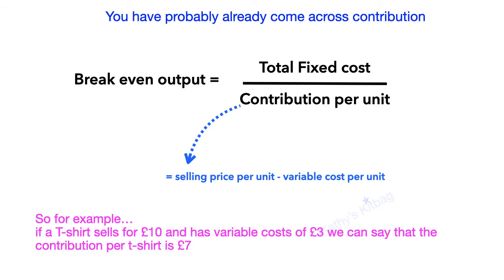And if we look at an example, if we've got a t-shirt selling for £10 that has a variable cost of making it of £3, we can say that the contribution per t-shirt is £7. So that's looking at the contribution per unit or per item. You also need to know about the concept of total contribution, and this is just the contribution for all the items that the business is making.